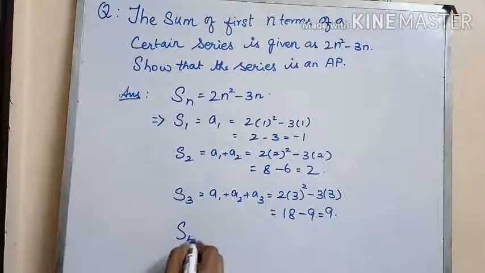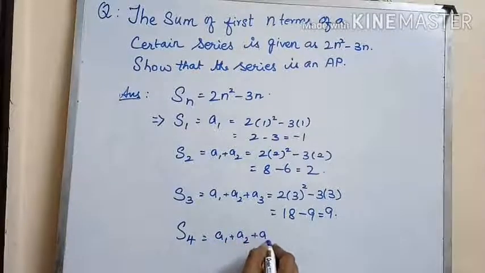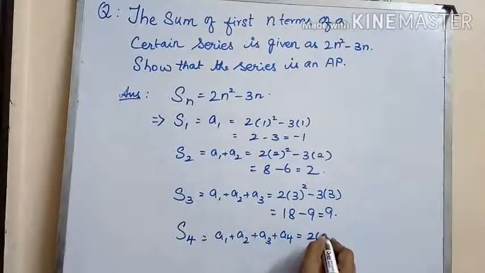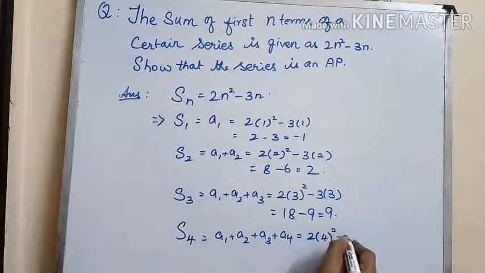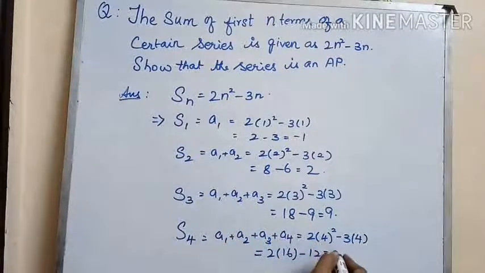S4 is equal to A1 plus A2 plus A3 plus A4, which is equal to 2 times 4 squared minus 3 times 4, which is 4 squared is 16, 16 into 2 is 32, minus 12. So S4 is equal to 20.